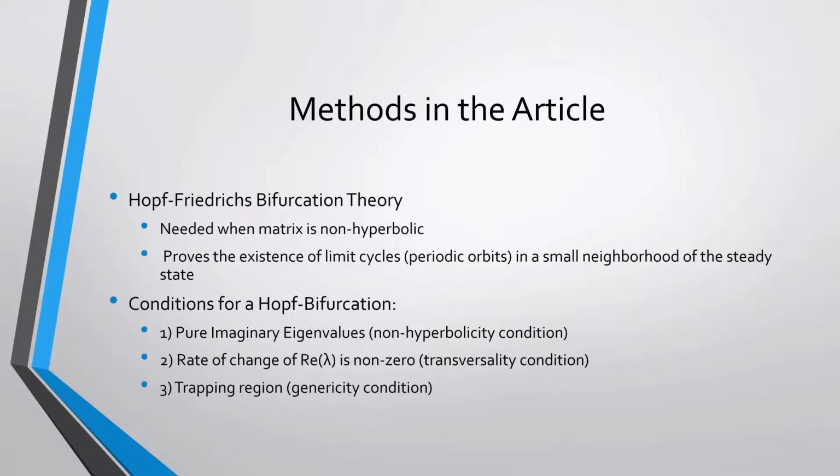Lastly, condition 3 requires a trapping region. This ensures that our trajectories do not spiral out to infinity and do indeed converge to a limit cycle around our steady state. This last condition is known as the genericity condition.